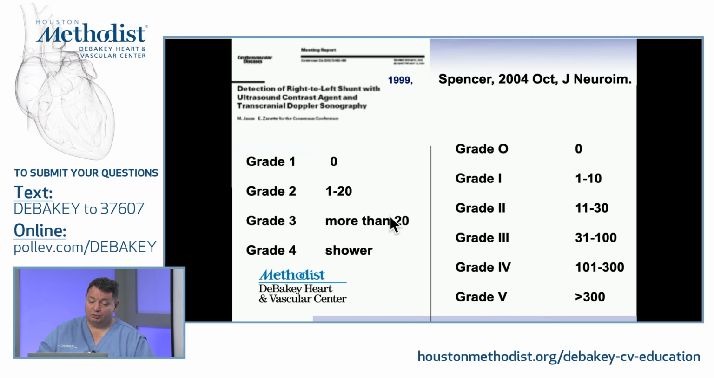The shower kind of moved to this area. And Dr. Spencer wanted to divide it into multiple groups. The reason is that they noticed with their cardiologist friends that if it's less than 30, they cannot throw a wire through the PFO, and they cannot close them. So you need about 30 of these bubbles to be able to close those PFOs. So there's a line here: grade 1 and 2 you most likely won't be able to close, while grade 3, 4, 5 you will be able to close with percutaneous closure devices.